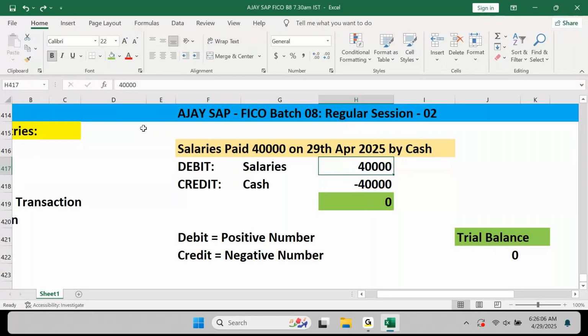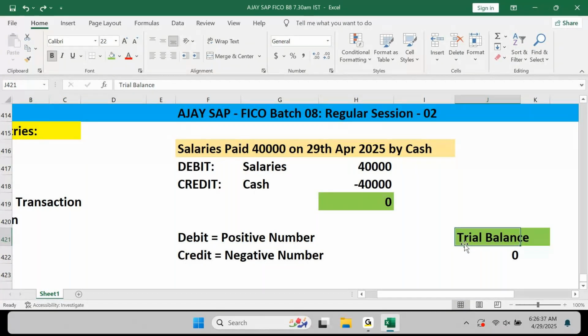If your accounting entry is becoming 0, then your trial balance will automatically become 0. If your trial balance is becoming 0, your balance sheet will automatically tally. Now everything is purely dependent on the debit credit accounting entry. If this is correct, your TB is automatically 0. If your TB is 0, your balance sheet will automatically agree with asset and liability. Am I correct? Yes, sir.